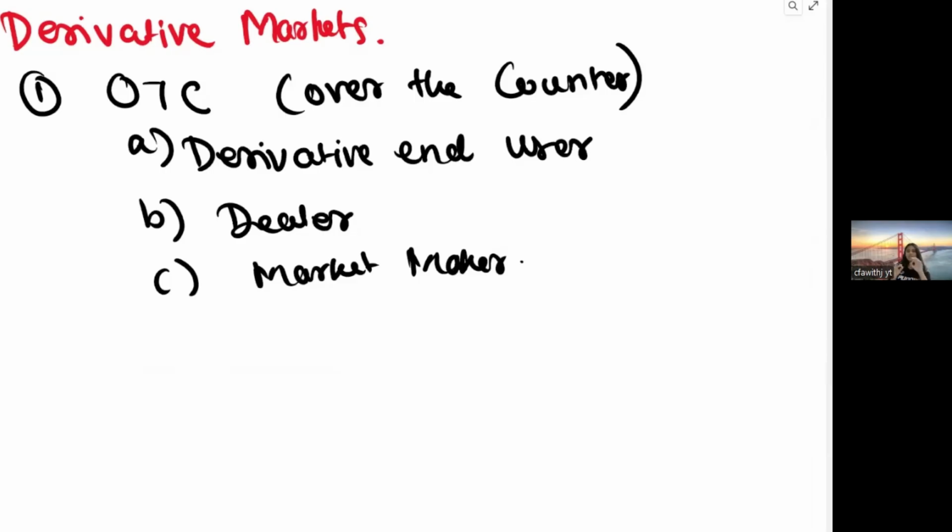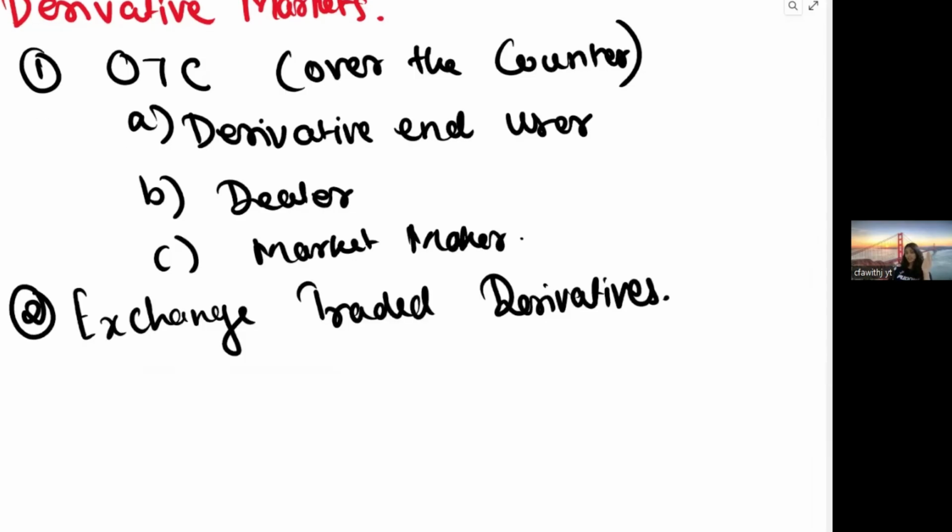Now, how it works, it is very simple over the OTC platform. A derivative end user approaches a dealer to make a contract. They customize the contract on their own specific conditions, and the contract takes place. That's it. Next is exchange traded derivatives.